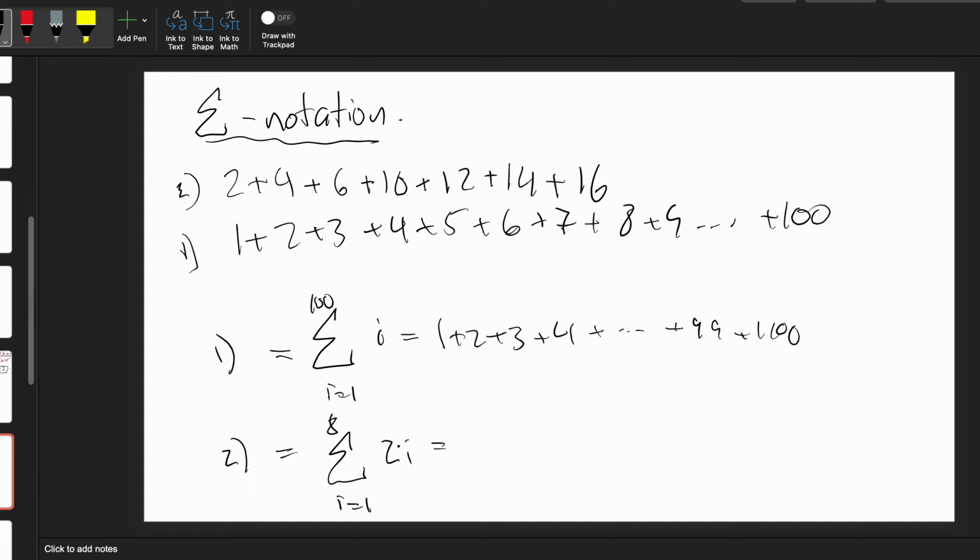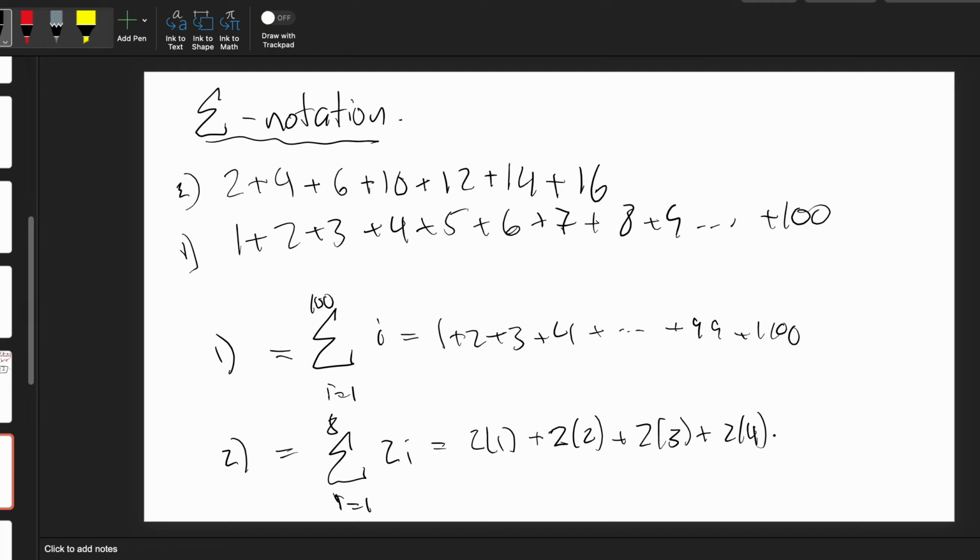Okay? So how do you expand this? Well, this is going to look like this. I start at 1. I equals 1. And I plug that in, 2 times 1. Then I increment. That means I go to the next number. So now my i is 2. So now I plug that into this, and that's 2 times 2. Now I increment again. 2 times 3 plus 2 times 4.